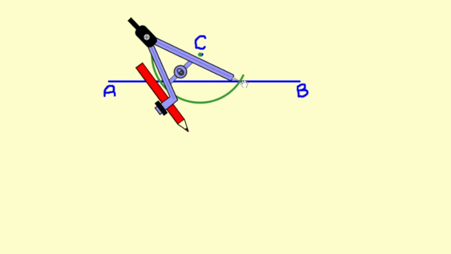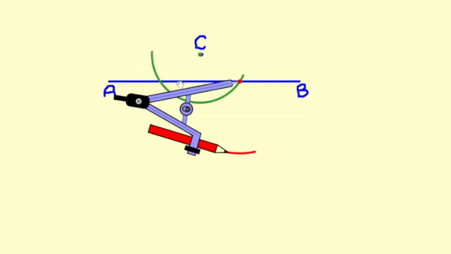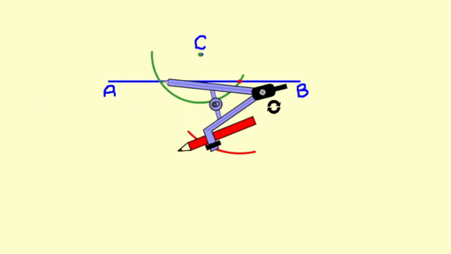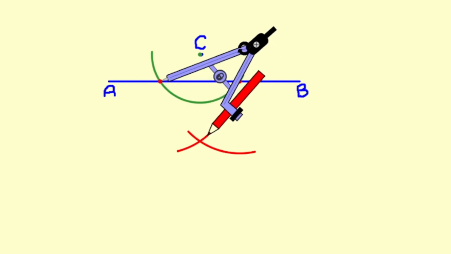Now, place the tip of the compass at one of the intersection points and draw another arc. Now, place the tip at the second intersection point and draw an arc such that it intersects the second arc.